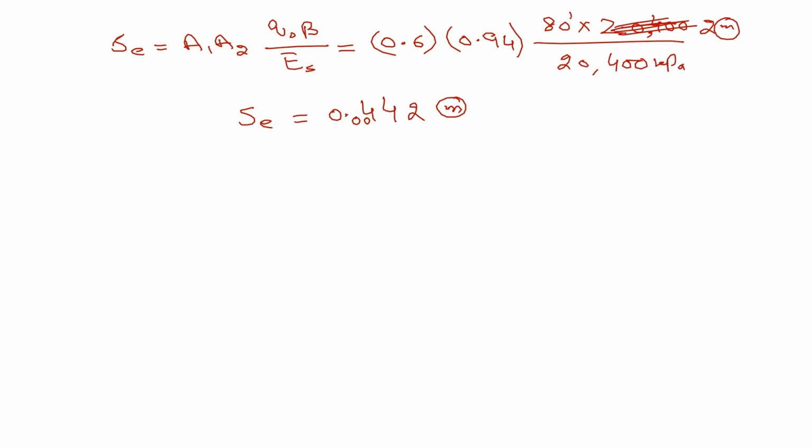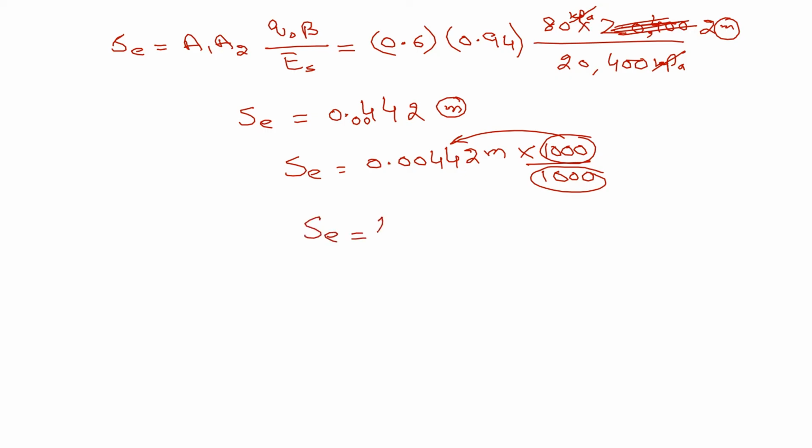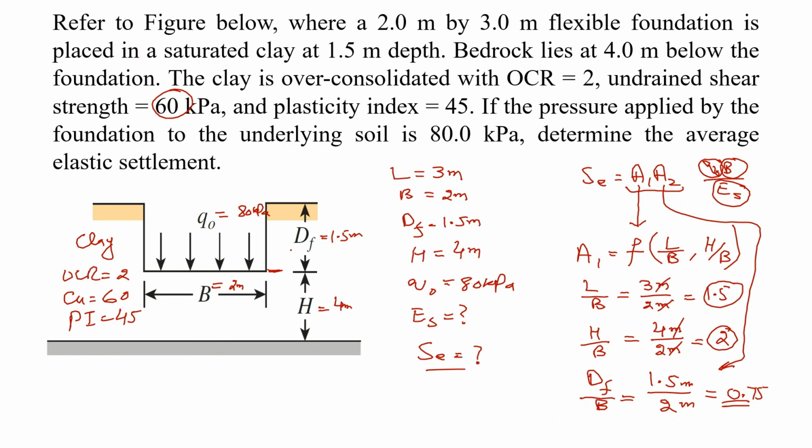This is in kilopascals and this is in kilopascals. So kilopascal will be cancelled with kilopascal and we'll have net unit of Se equal to meters. If we want to convert this to millimeters, so Se will be equal to 0.00442 meter, multiply by 1000 and divide by 1000. This 1000 will be converted to milli and this 1000 will be multiplied with this value. So Se is equal to 4.42 millimeters. So basically this is the elastic settlement that can happen on site due to construction of our described foundation on saturated clay with specific properties.